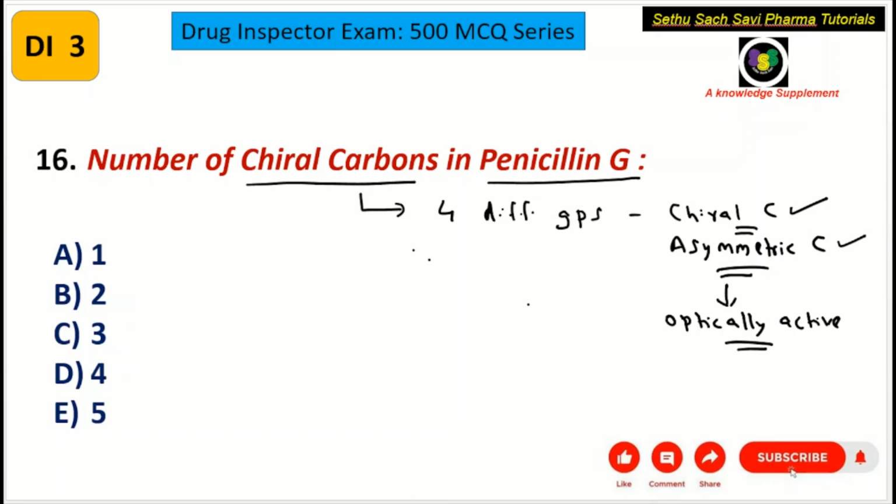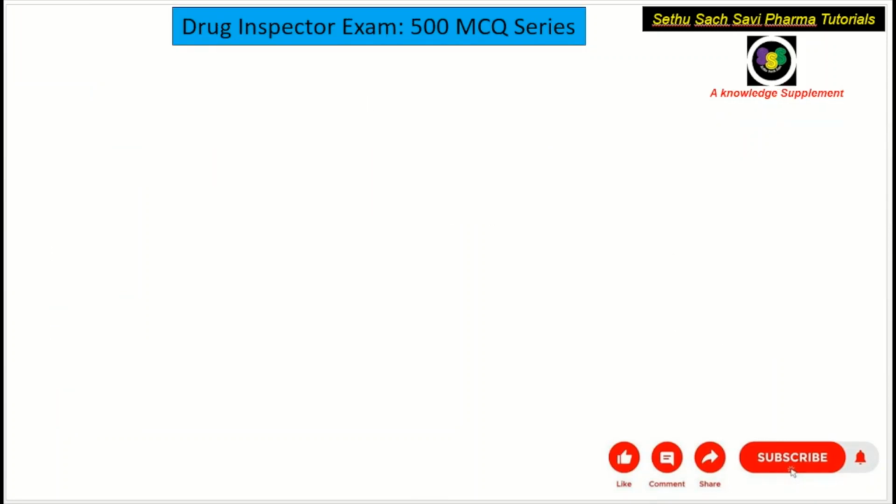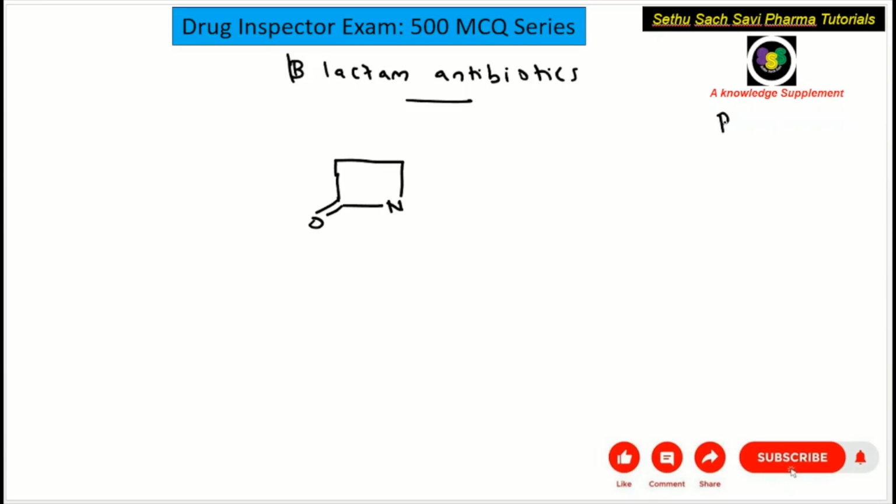For that we need to know the structure of penicillin G. Penicillin G belongs to a category called as beta-lactam antibiotics. So what is beta-lactam ring? This structure is called as beta-lactam ring. Now in the case of penicillin, which is a beta-lactam antibiotic, one of the rings is beta-lactam.